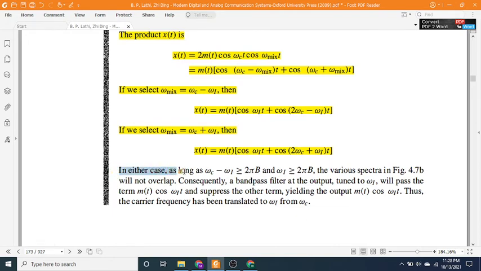In either case, as long as ωI is greater than the message bandwidth and ωI is less than 2ωc minus the bandwidth, the various spectra in Fig. 4.7b will not overlap. Consequently, a bandpass filter at the output, tuned to ωI, will pass the term m(t)cos ωI t and suppress the other term, yielding the output m(t)cos ωI t. Thus, the carrier frequency has been translated to ωI from ωc.